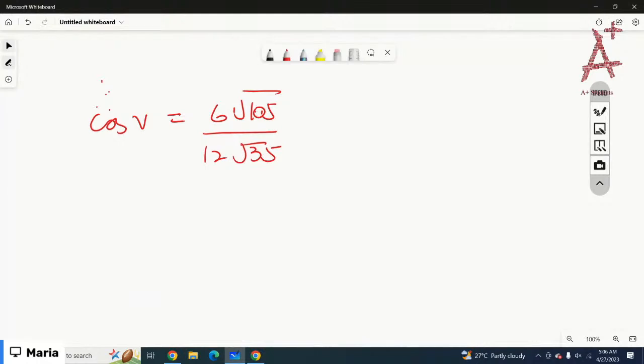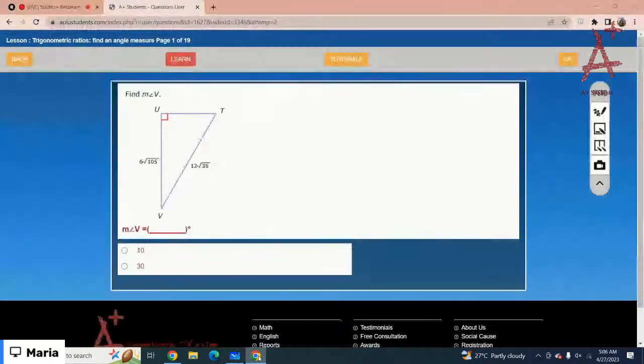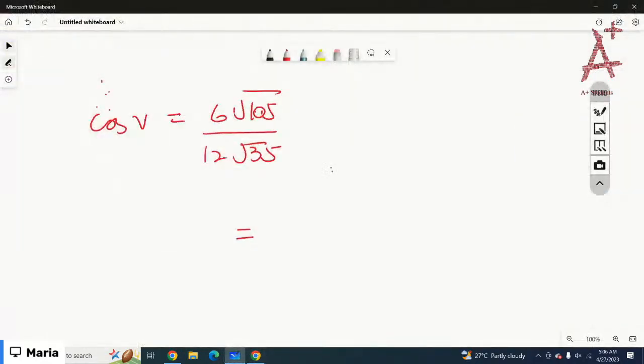So 6 times 1 is 6 and 6 times 2 is 12. And let's factorize 105 and 35. When we factorize 105, it would be, hold on, 5 times 2 is 10, 5 times 1 is 5.